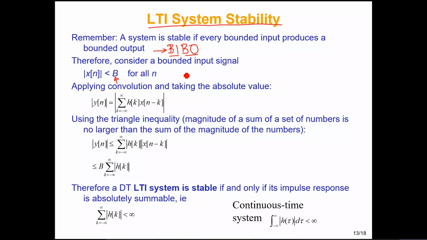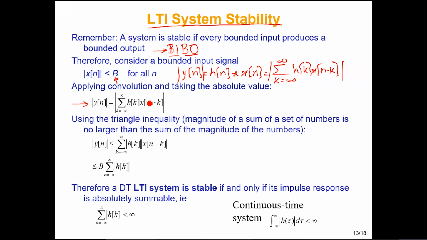The output of any system is basically convolution, and as we said, convolution order doesn't really matter. We can take h of n or x of n first, whatever. This is basically the convolution sum, k equal to minus infinity to infinity, h of k, x of n minus k. So this is the output for any system. Now, if we take the value of y of n, that means we are taking the value of this convolution sum.